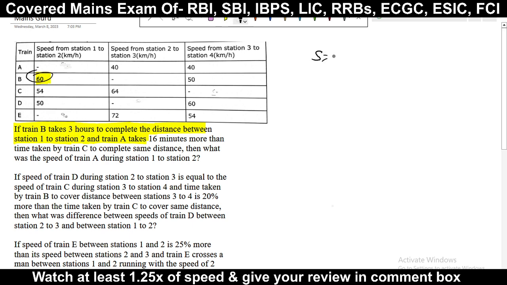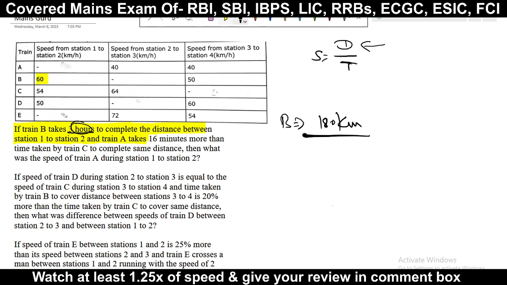See, what is the formula? Speed equals distance by time. So what do we have now? We have speed, we have time, so we can calculate the distance now. First of all, calculate this. By B we calculated 180 kilometer. How? Just multiply 3 by 60. 180 kilometer will be the distance between these two stations.